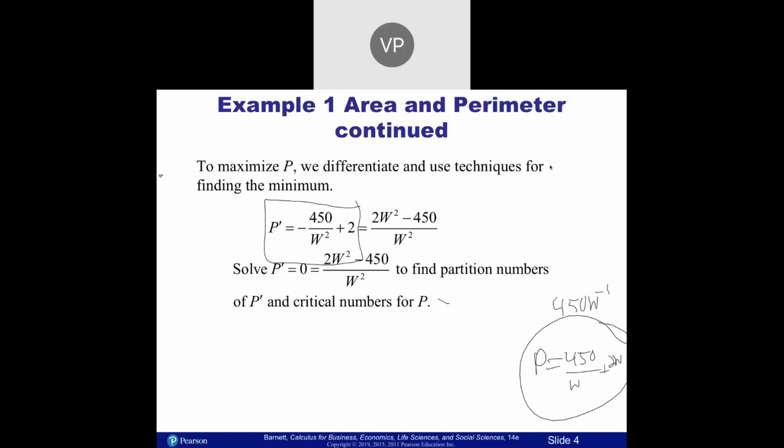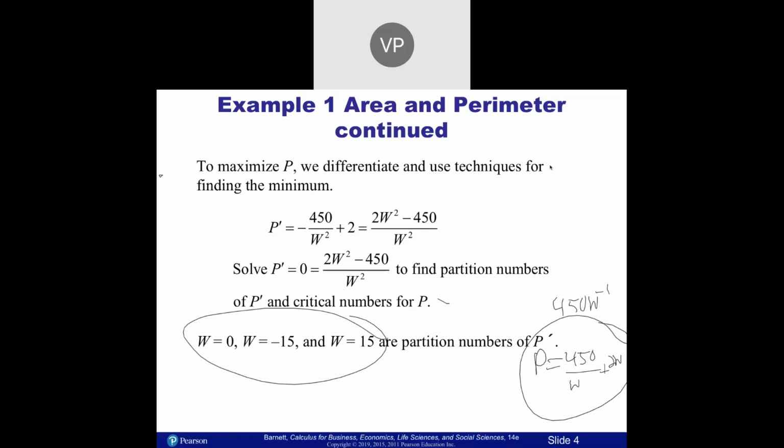We let that whole thing equal 0. So 0 equals, and they use the second one, 2W squared minus 450 over W squared, and they solve to find the critical numbers. So when you solve for W, you have all these places right here, okay? All these are critical.